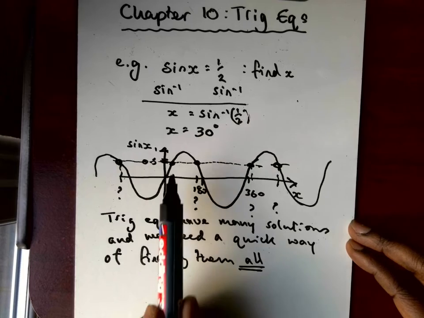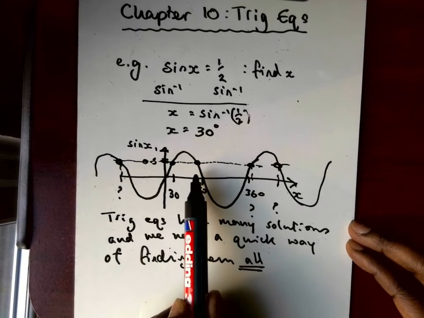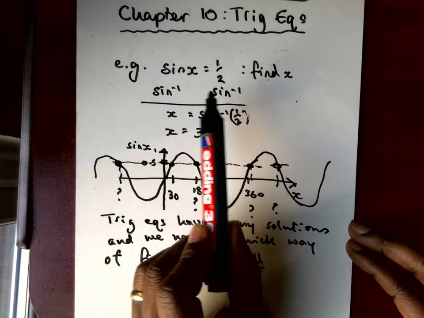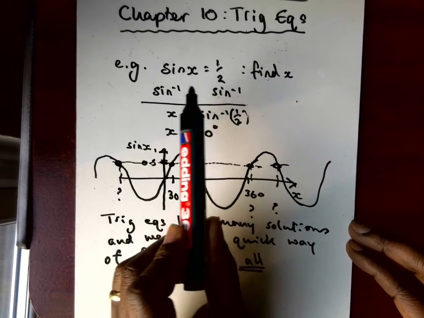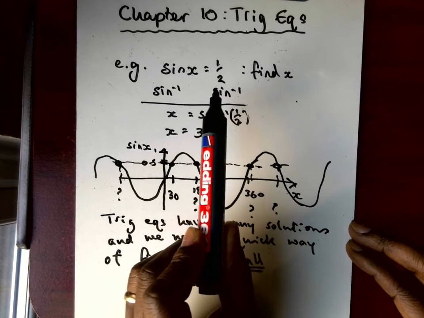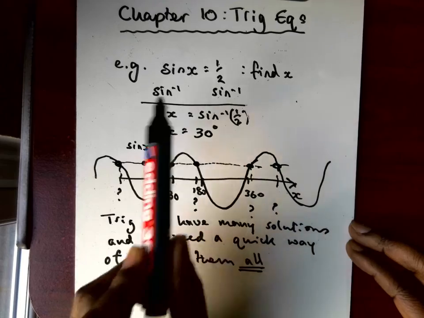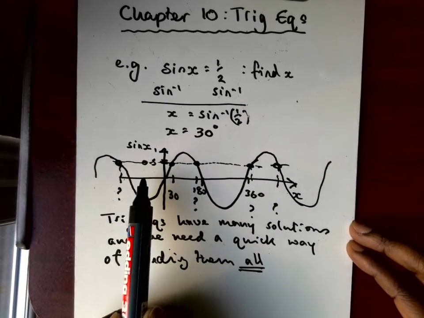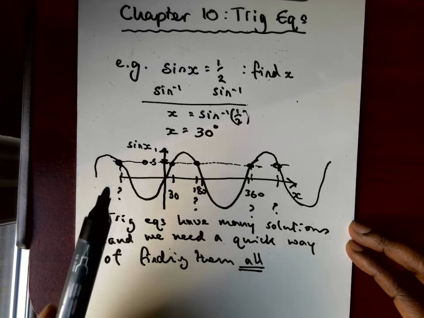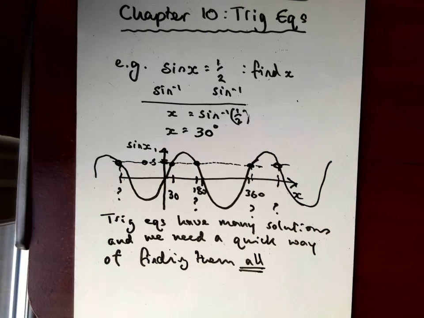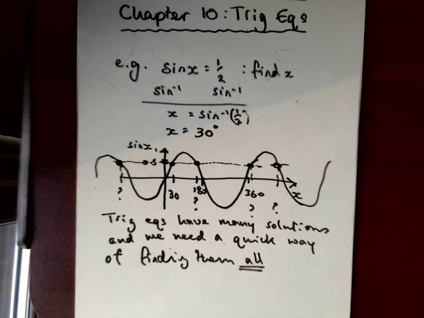other solutions. Our calculator will give us one. How do we find out what these other solutions are for sine x equals a half, or for sine x equals anything? Sine x equals 1, sine x equals 0.3, sine x equals root 3 over 2, whatever. Is there a quick way of finding these solutions? So in the remaining videos, I'm going to go through each of the sections in the book, 10.1, 10.2, and so on. And there we're going to look at how we find these other solutions and what quick ways we can find them.